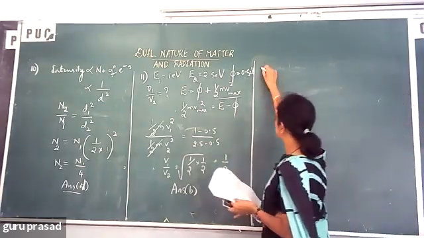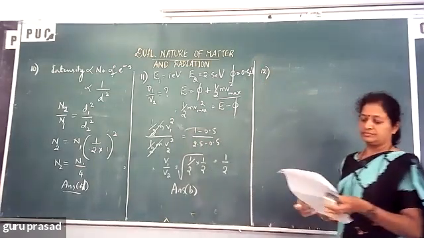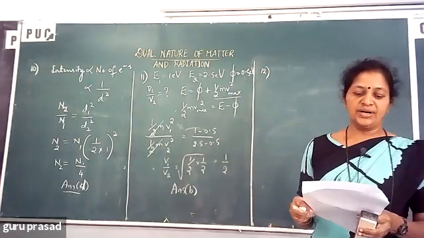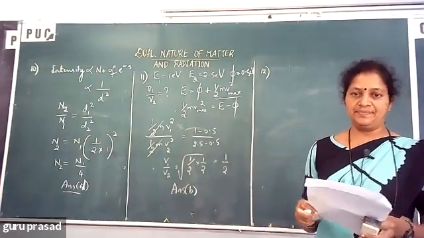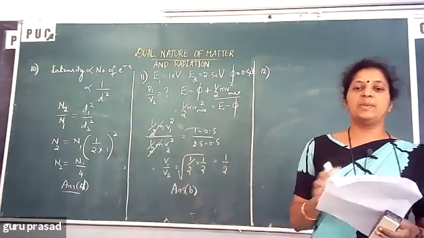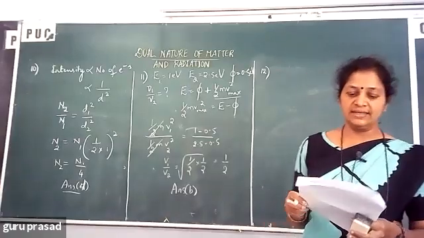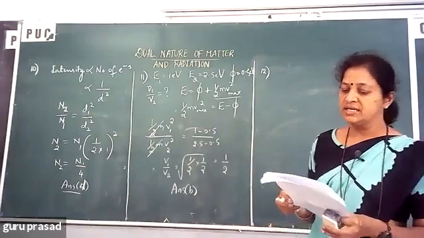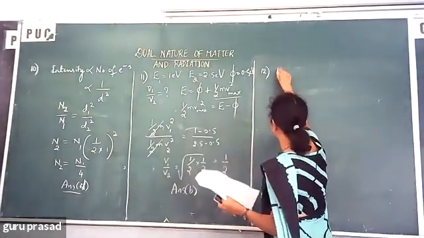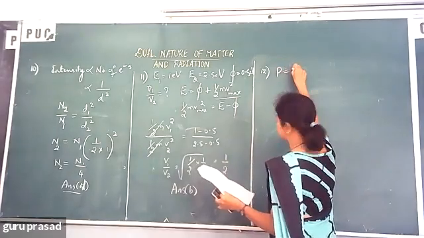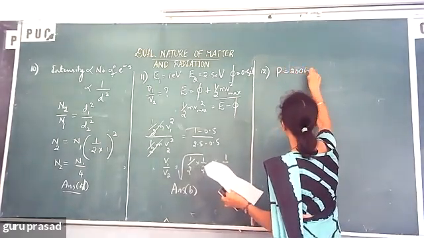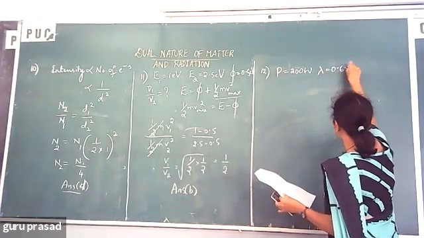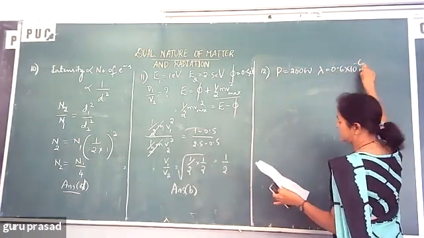Next, 12th question. A 200 watt sodium street lamp, a light source whose power is 200 watt, emits yellow light of wavelength 0.6 micrometer, that is 0.6 into 10 power minus 6 meter.